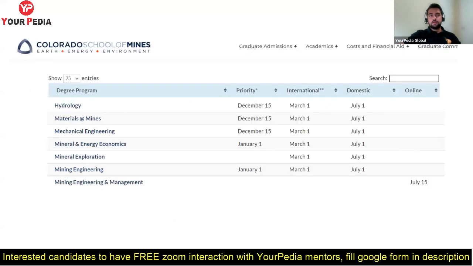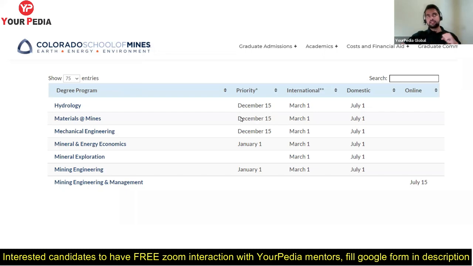Okay, and this is another university, Colorado School of Mines in US. If you see here, the mechanical engineering deadline is March 1 for international students. So you have a fall deadline of March 1 also, but here the priority is December 15th. So generally, if you are serious about PhD admissions in US, I'll say follow this deadline, because mostly professors shortlist their candidates in the month of December. Even if the university's deadline is March 1, they are going to select their candidates till December 15th. So I'll say follow this deadline.